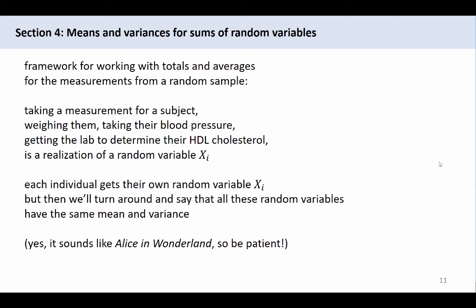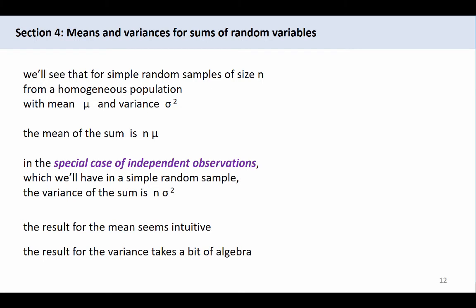Now, this really does sound kind of Alice in Wonderland, but I hope, if you're patient, the background will start to make sense. So we're going to see that for simple random samples of size n from a homogeneous population with the mean mu and a variance sigma squared, the mean of the sum is n times mu. And in the special case of independent observations, which we're going to have in a simple random sample, the variance of the sum is n times sigma squared.